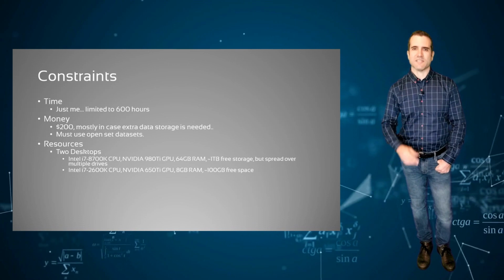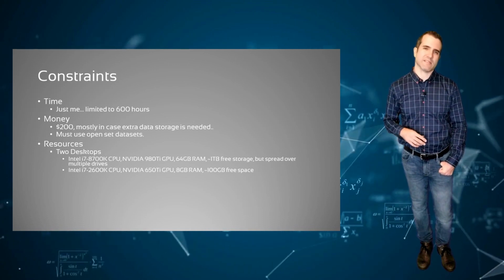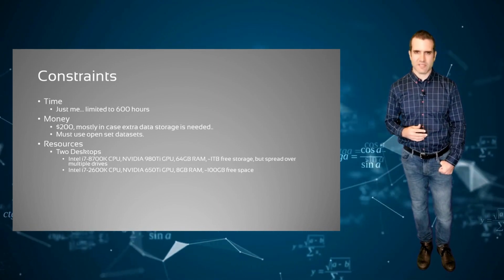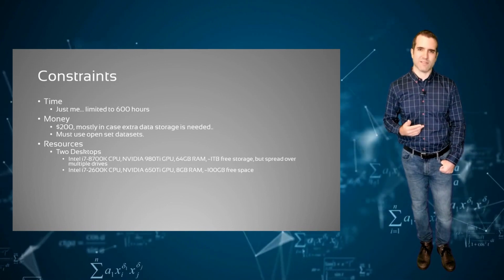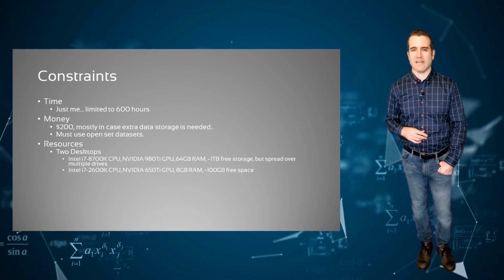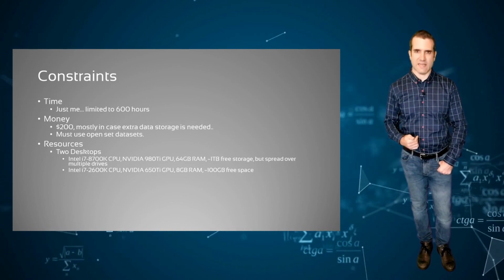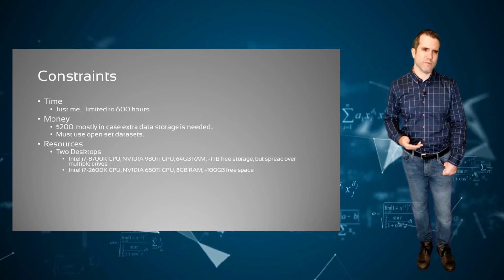Okay, resources. I have 2 desktop computers. One with an i7-8700K CPU, 980 Ti GPU, 64 gigs of RAM, and some assortment of hard drives and SSDs. And another, it's an i7-2600K processor with 8 gigs of RAM and a 650 Ti GPU. And that has, I think, a 250 gig SSD.